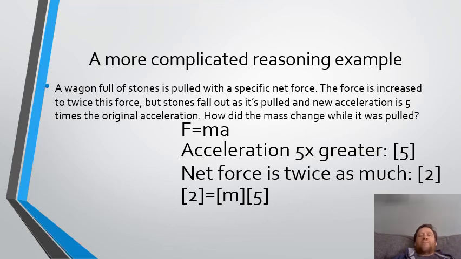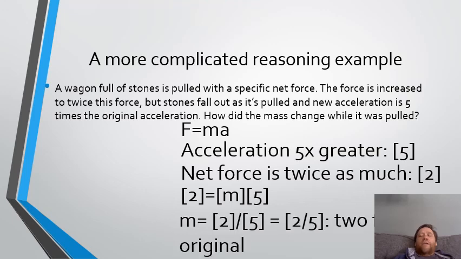So to get the mass by itself, I'm going to divide both sides by 5. So the mass is going to be 2/5. So the mass of the wagon with the stones after pulling that hard will be 2/5 of the original mass. So that gives you a pretty good idea how to solve these. So that's it.